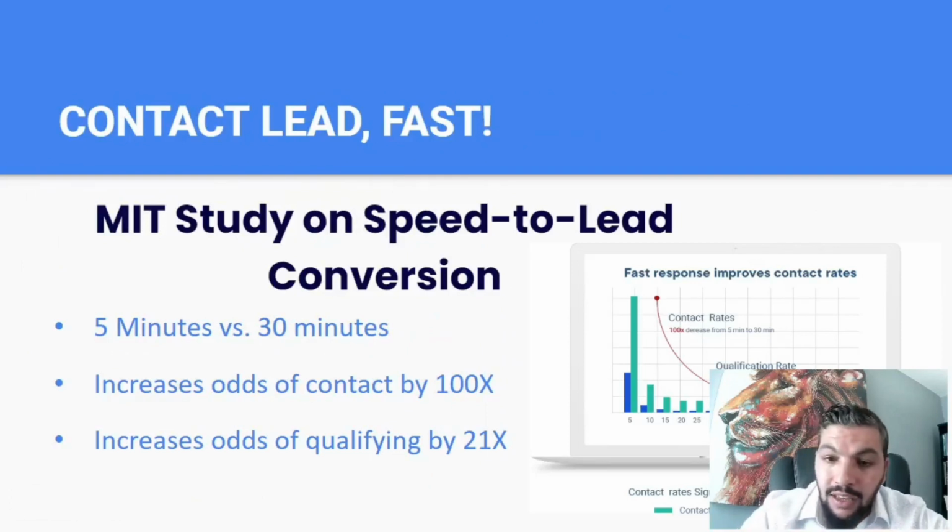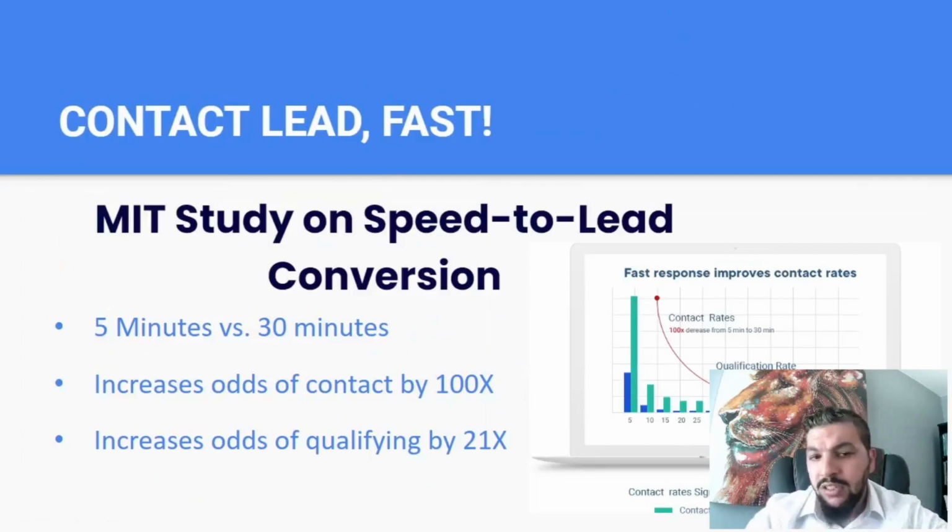You see here on the graph on the left side, the green is contacting the lead, and the blue is qualifying the lead. Here's at 5 minutes, and here is at 30 minutes. So you can see the significant drop, okay? What MIT says is that a faster response improves your contact rates and your qualification rates.